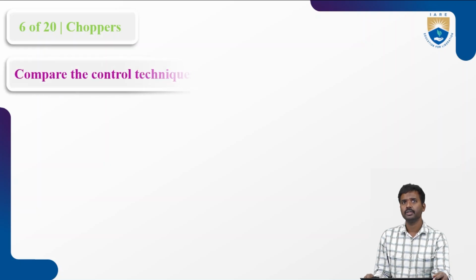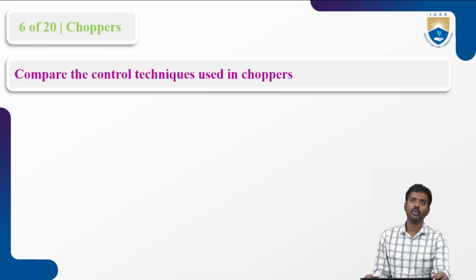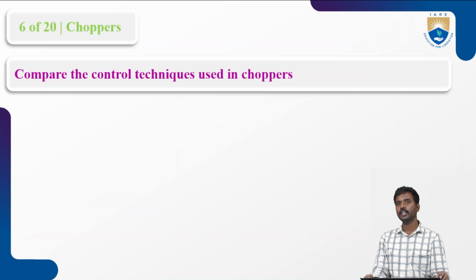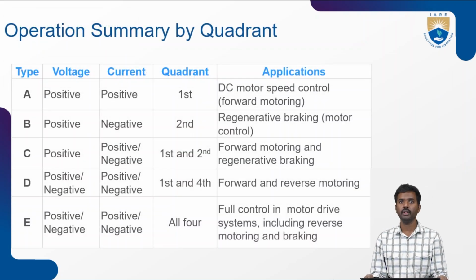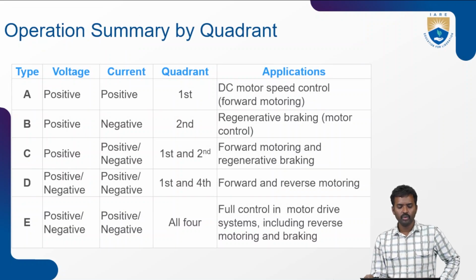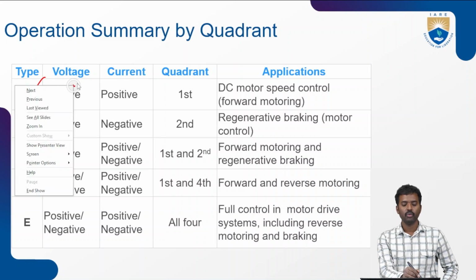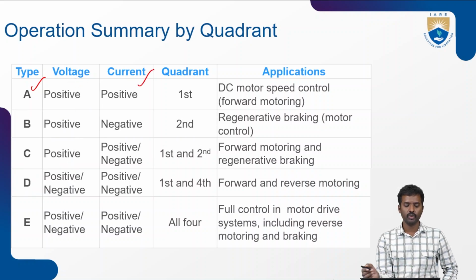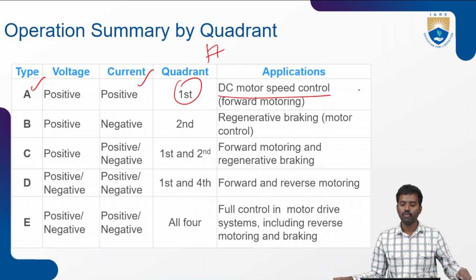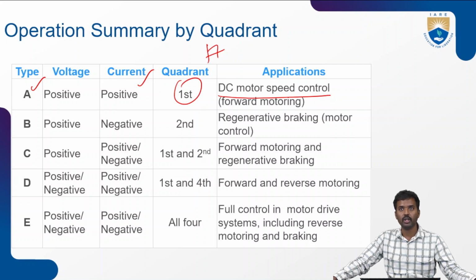And next, compare the control techniques: class A, class B, class C, class D, class E, or type A, type B, type C, type D and type E. Now the only difference is voltage and current, positive or negative. For class A, the voltage is positive and current is positive, and it is operated in the first quadrant, and it is used in DC motor speed control in the forward direction only.